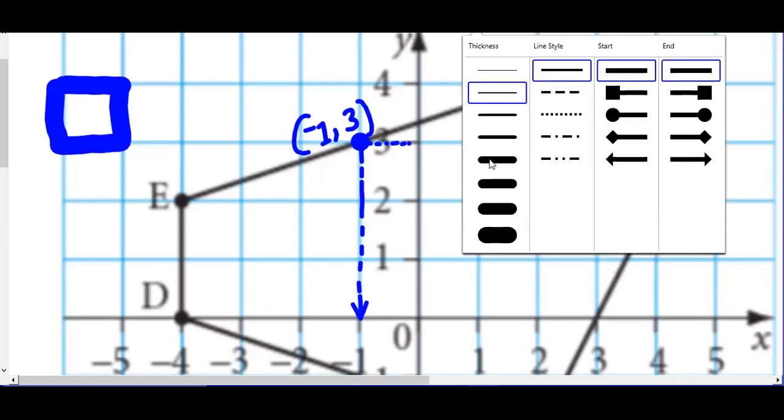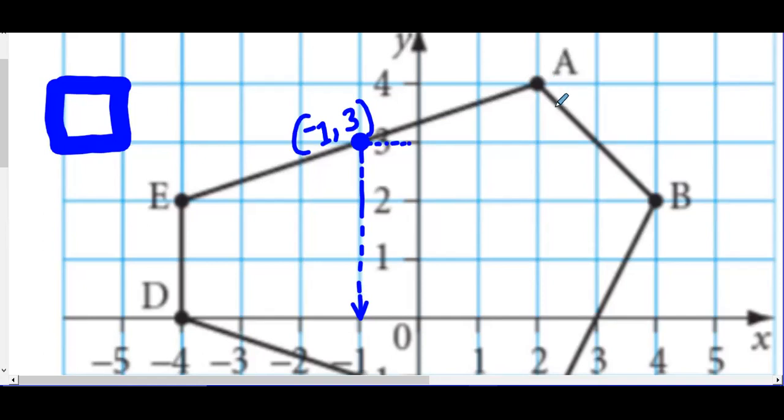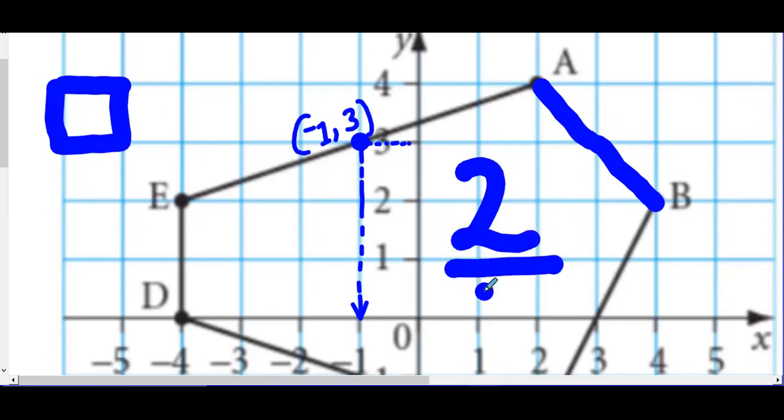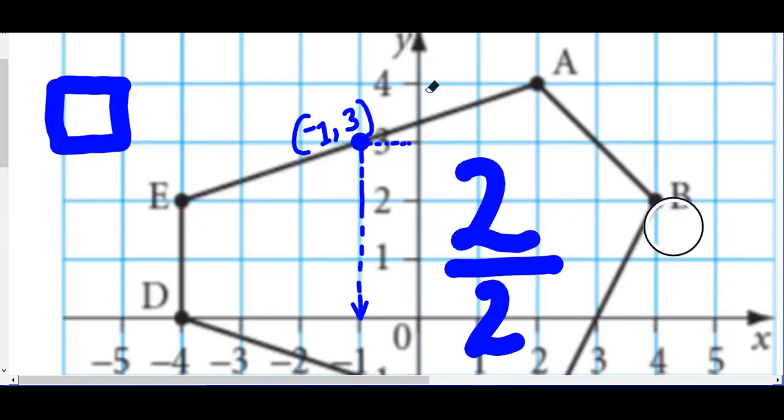Now, from A to B, how many boxes are you cutting across? From A to B, we have the first box, we have the second box. So how many boxes are there from A to B? There are only 2 boxes. So what do you think I'm gonna do? You take the 2 boxes, divide by 2, because you are looking for the midpoint. So what does it mean? It means that 2 divided by 2 is 1.